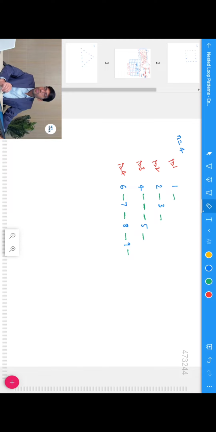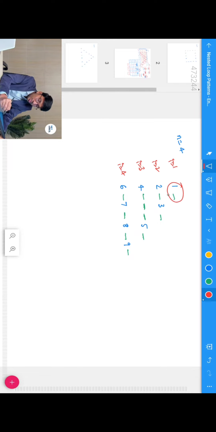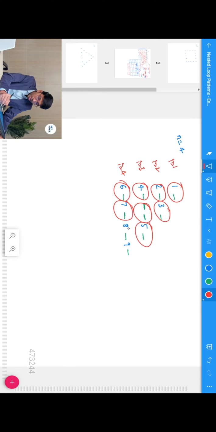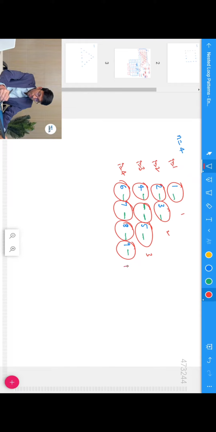Here basically what is happening? If you see, for each row, the number of elements being printed is changing. In the first row, we printed only 1. In the second row, we are printing 2. In the third row, we are printing 3. In the fourth row, we are printing 4. So first row 1 is printed, second row 2 is printed, third row 3 is printed, fourth row 4 is printed.